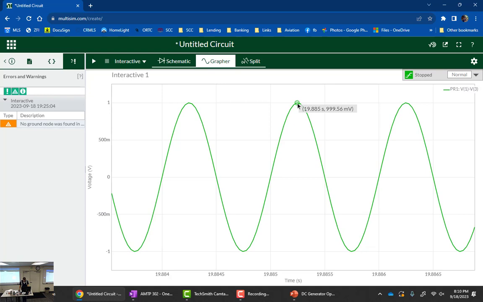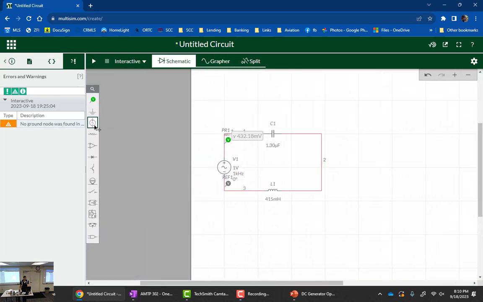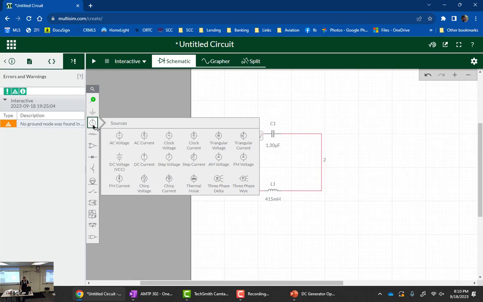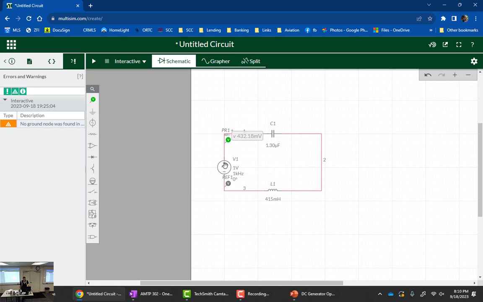Would a 3-phase be 3 separate loops of wire spinning? Yes, it would. On the same magnet? Guess so. I have not messed with this enough to know if I could do 3-phase Y. I don't know. I'll screw it all up. I don't think I can.